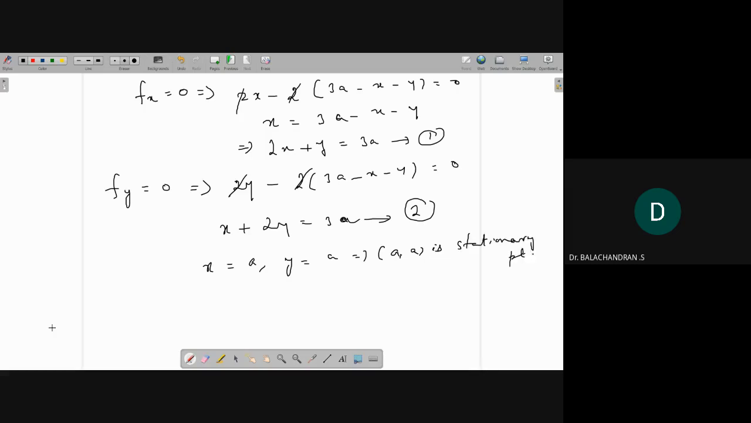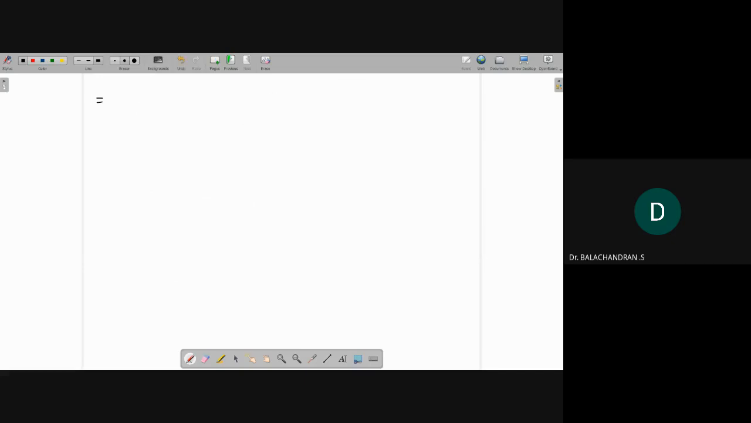Now at a comma a, we know that capital A equal to 4, capital B equal to 2, capital C equal to 4, and the delta equal to 16 minus 4, that is 12, which is greater than 0. So this implies delta greater than 0 and A greater than 0. So this implies the point a comma a is the minimum point.